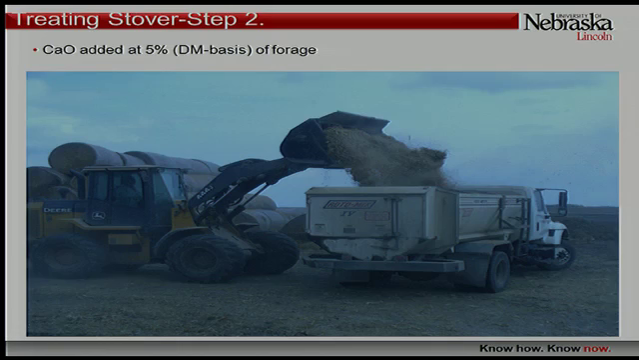The next step in the process is we add calcium oxide and weigh up a known quantity of residue in the feed truck. So it's important to know the dry matter content of the residue, and we add calcium oxide at 5% of that. So 5% calcium oxide, 95% residue on a dry basis.